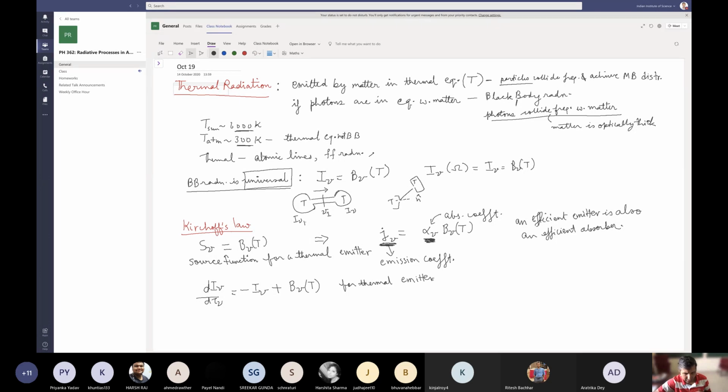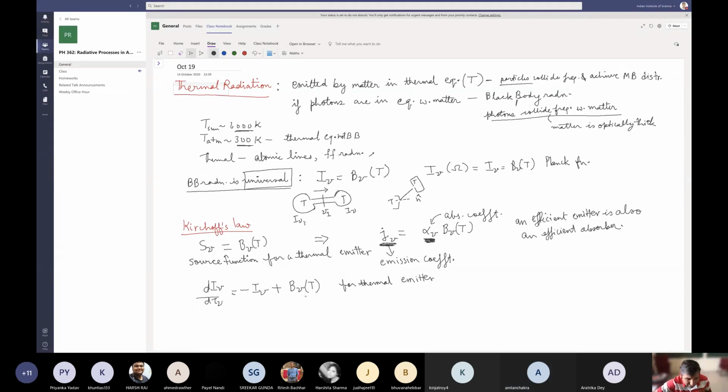Here B_nu(T), is it the Planck distribution function or something else? Yes, B_nu(T) is the Planck distribution function. But you said this is a thermal emitter, not a black body. Then how is it?